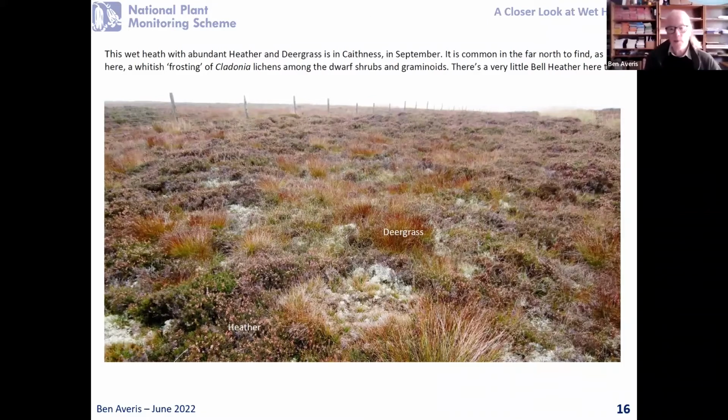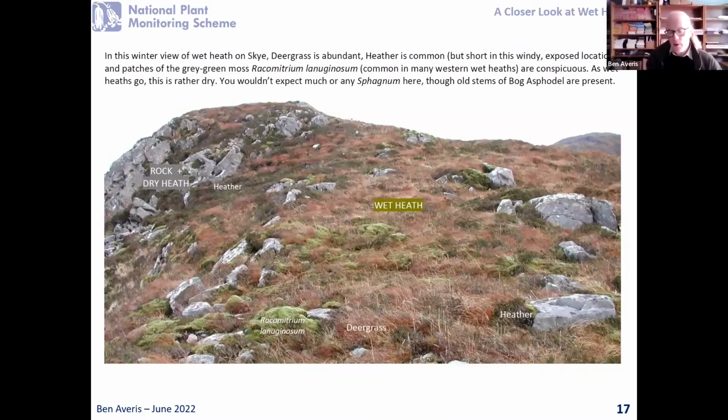Okay, the next picture is again mainly heather and deergrass, but it's in the west. This is on the Isle of Skye, and nothing like as much of those lichens. Can't see any lichens there, but they will be knocking around in small quantity. But what there is a lot of is Racemitrium moss, those grey-green sort of hummocky things, Racemitrium lanuginosum. As with dry heaths, the further west you go, you tend to get more Racemitrium. Further east you go, this is up in the north, you get more of the Cladonia lichens. Works for dry heaths and wet heaths.